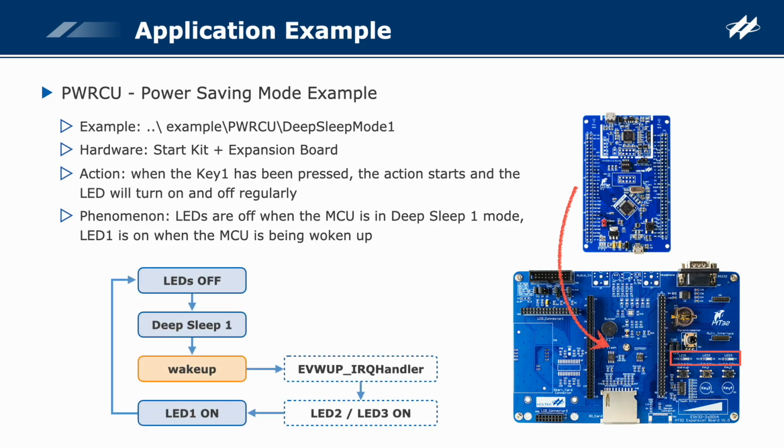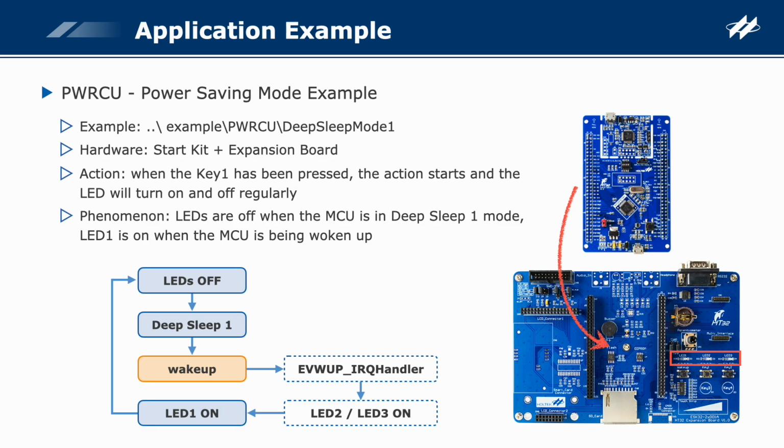The execution flow of the program is as follows. The system first turns off LED 1, LED 2, and LED 3, and then enters Deep Sleep Mode 1, waiting for a wake-up signal. When a wake-up occurs, it immediately enters the interrupt service function. If awakened by the RTC, LED 3 will be lit. If awakened by key 1 EXTI, LED 2 will be lit. After exiting the interrupt service routine, LED 1 will be lit. The program will continuously execute in accordance with the above flow.